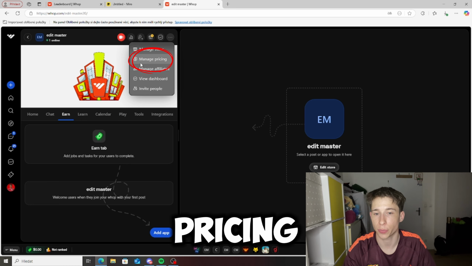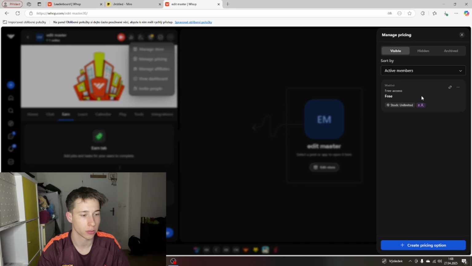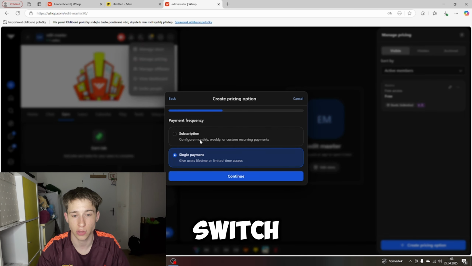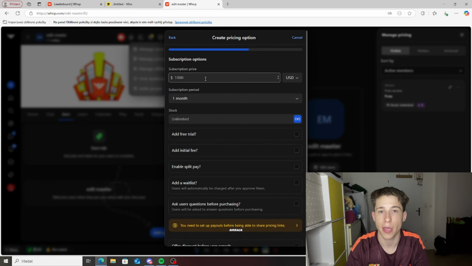There it is, manage pricing. Create pricing option. Then you will stay with the paid section, and switch to subscription. The average on Whop is about $60. So we would like to have 40 to 70, and I can recommend staying with 45, because that's a good amount of money. People can afford that and you will earn a lot of money.